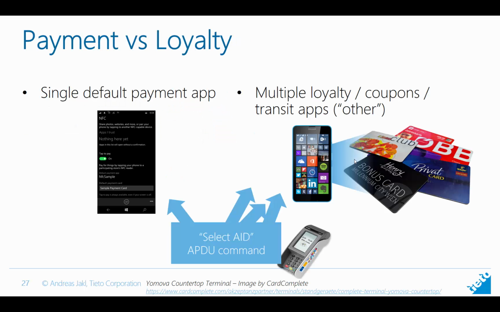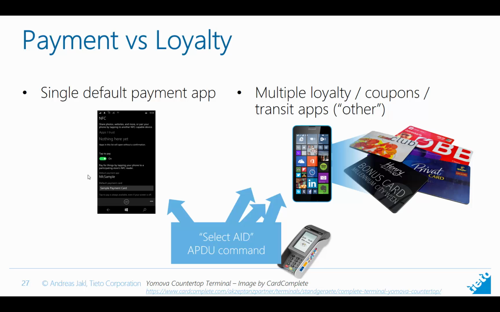In Windows 10, there's now the difference between payment and loyalty. So for payment, you can only have one single default app. If you go to the phone settings in Windows 10 Mobile, you can enable Tap to Pay, and then you can select a default payment app. And whenever you tap some terminal which wants to trigger payment, it will always launch this one single payment app.